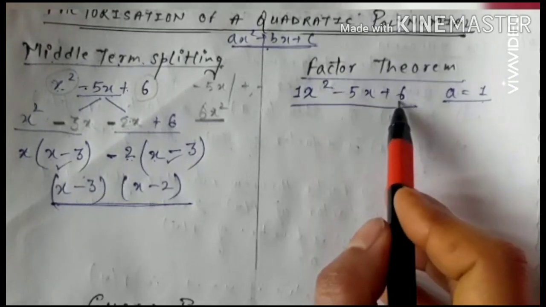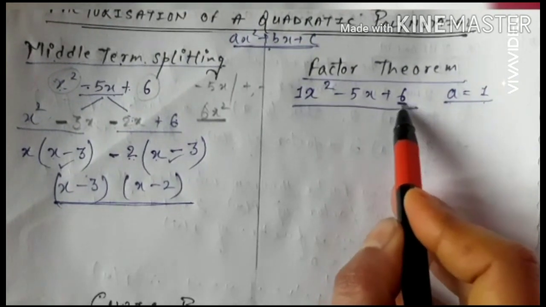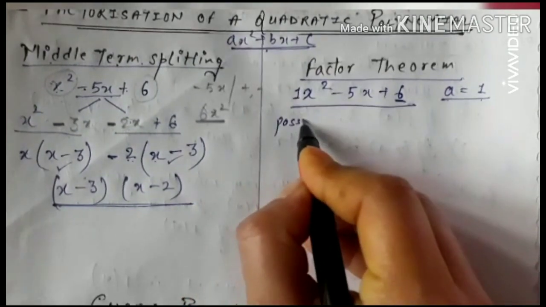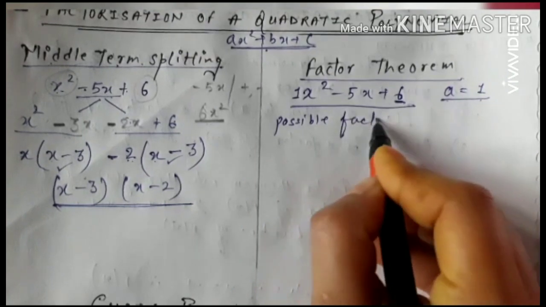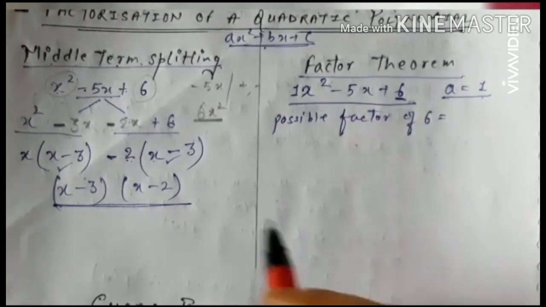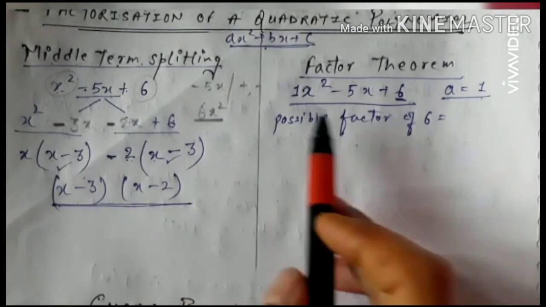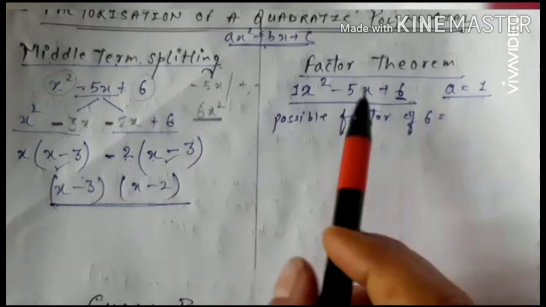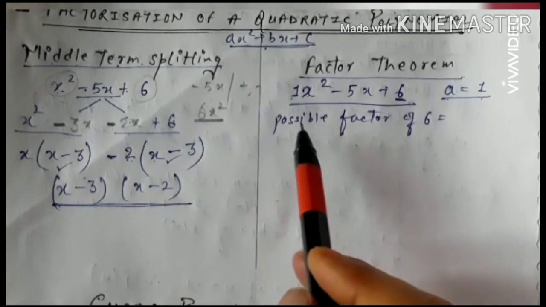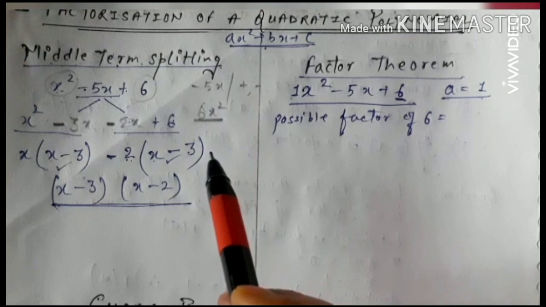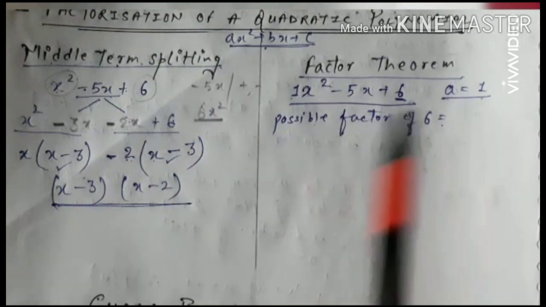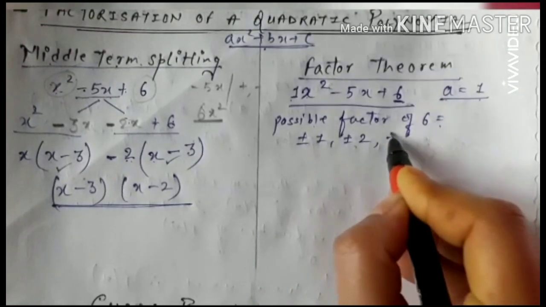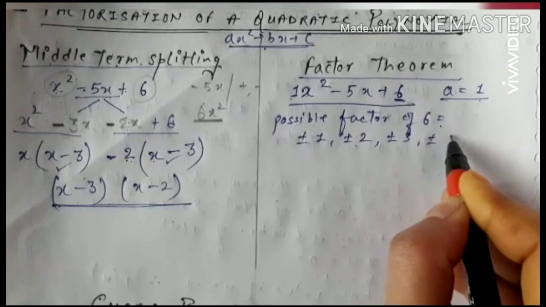Now take the last term, the constant term, that means the possible factors of the constant term, factors of 6. Tell me, first thing is that the coefficient of x square is 1, so we do not need to write it in fractional form. And the second thing is that you have to take the possible factors of 6. It could be plus 1, minus 1, plus 2, minus 2, plus 3, minus 3, and plus minus 6.